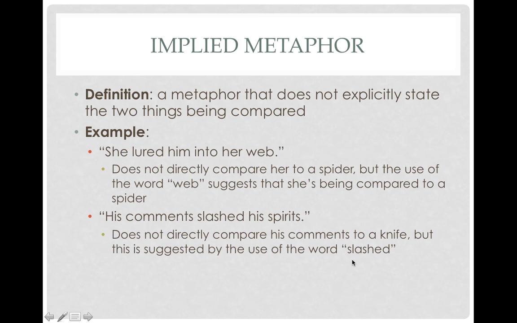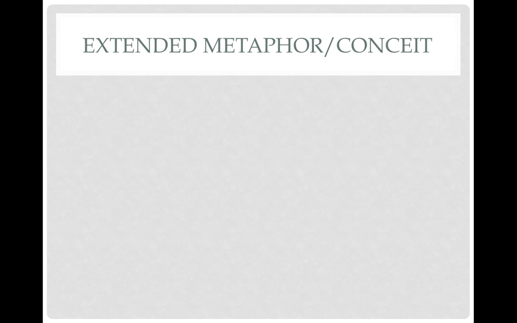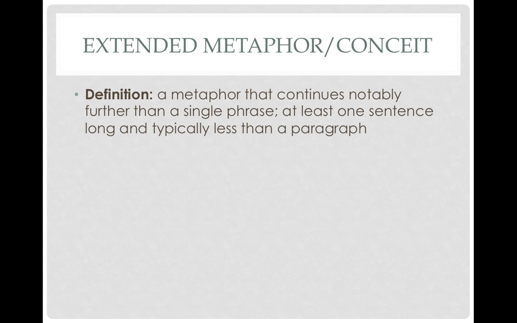So when we have that word choice here with web and here with slashed, it's very intentional, and it is meant to evoke this image that makes you, whether or not you realize, draw that connection, so that is an implied metaphor. Our next type is an extended metaphor, which is sometimes also called a conceit. And these are metaphors that continue notably longer than just a single phrase.